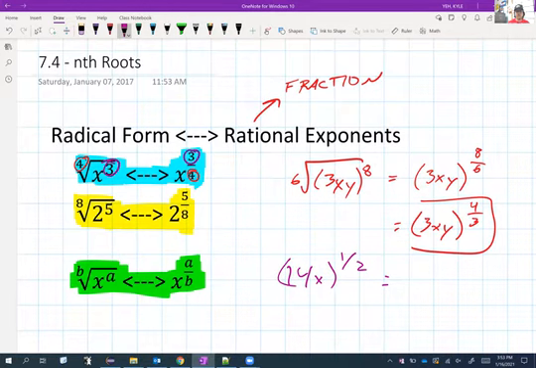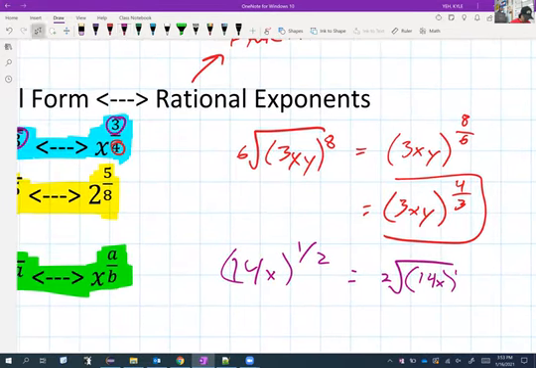If we're going from rational exponents to radical form, with the 1/2 power, the numerator is the power inside, so 14x to the 1st. And then we're taking the second root of that. The denominator is what root we're taking. So if we stop writing some of the extra bits, this is just the square root of 14x. 14x to the first is just 14x.